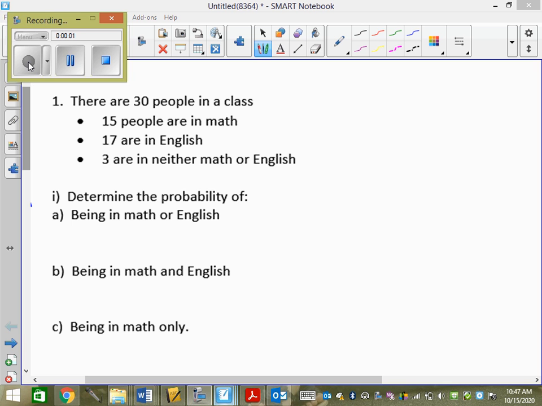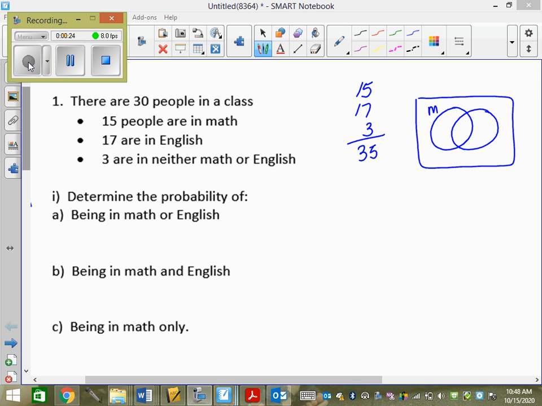There are 30 people in a class. 15 are in math, 17 are in English, 3 are in neither. Remember, I told you that if I give you both separately and an either and a total, you can figure out the and. So if I go 15, 17, and 3, I get... But there are 30 in the class. So how many are in both? 5. So we go draw that.